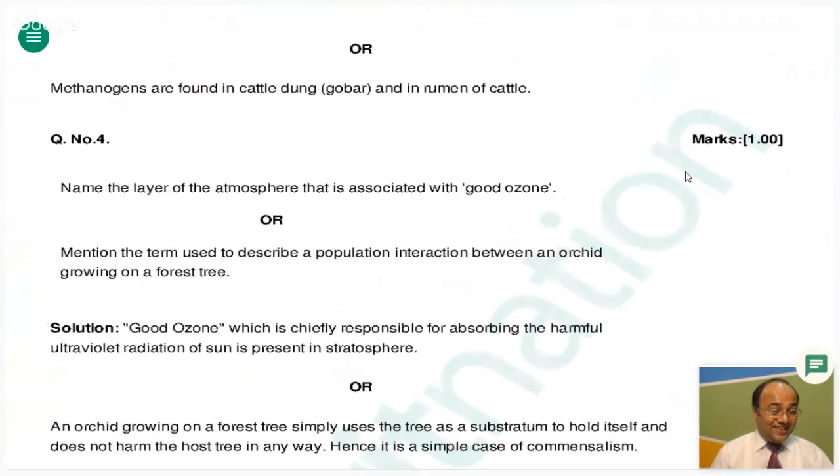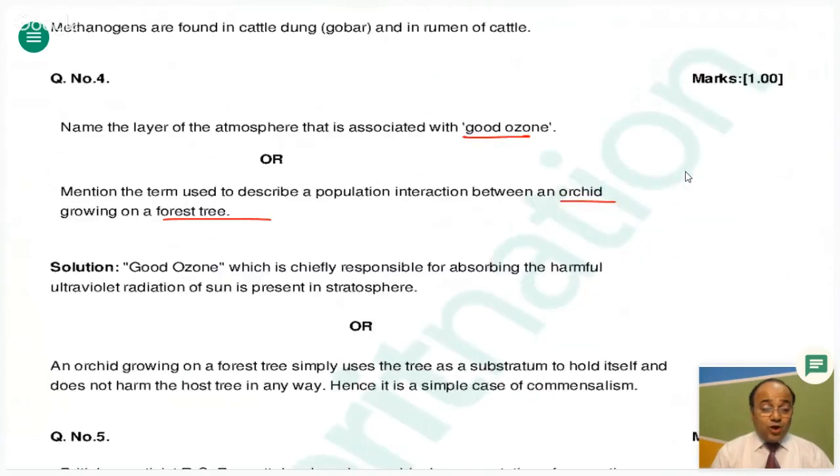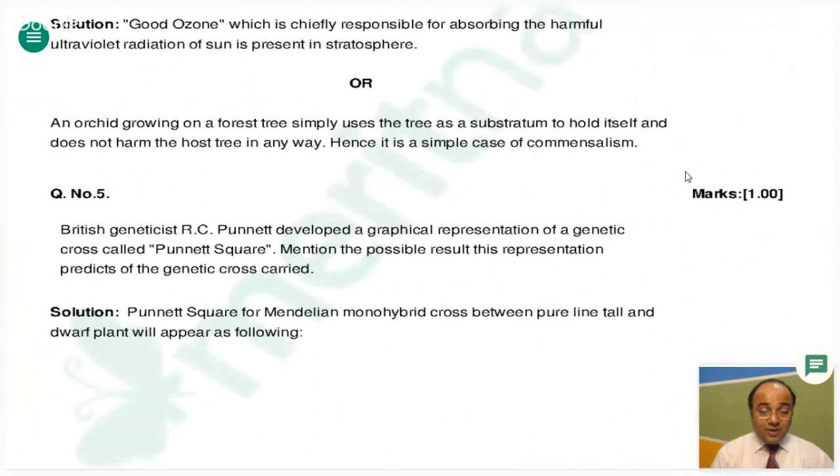Okay. Name the layer of the atmosphere that is associated with good ozone. Good ozone protects us from the basically harmful ultraviolet radiation of the sun, and that will basically be of lower stratosphere, right? We know that pretty well. And what is the interaction between an orchid plant and a forest tree? We know it is a case of commensalism, because orchids which grow over other plants do not cause any sort of harm to them, right? So this is something pretty straightforward.